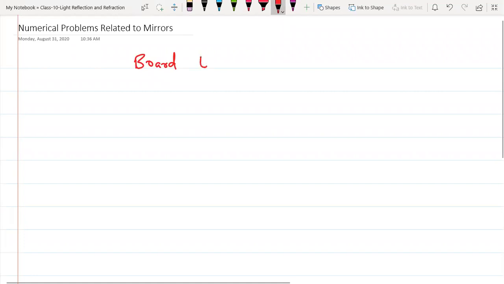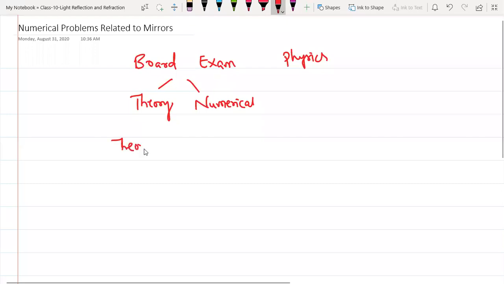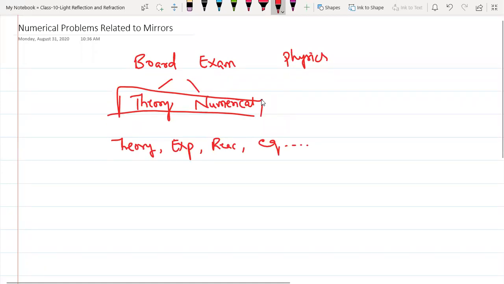So in your board examination, you have two types of questions. First one theory, second one numerical. That is related to physics I am talking about. While coming to chemistry, you have questions like theory, experimental based, and reaction type, equation type they will be asking. So we are in physics. Let us see this theory and numerical.